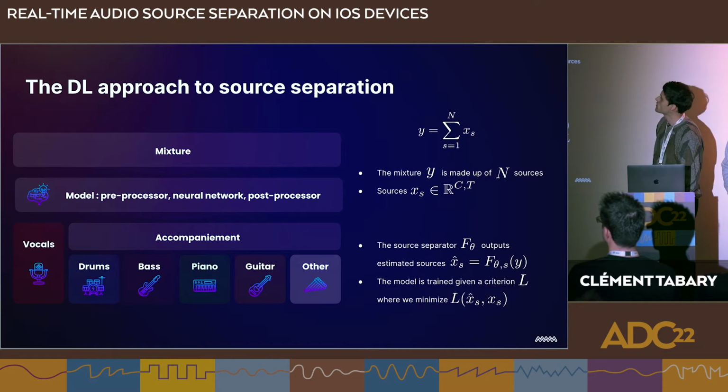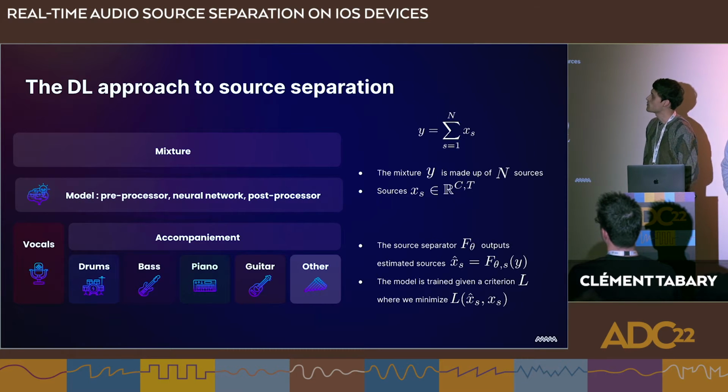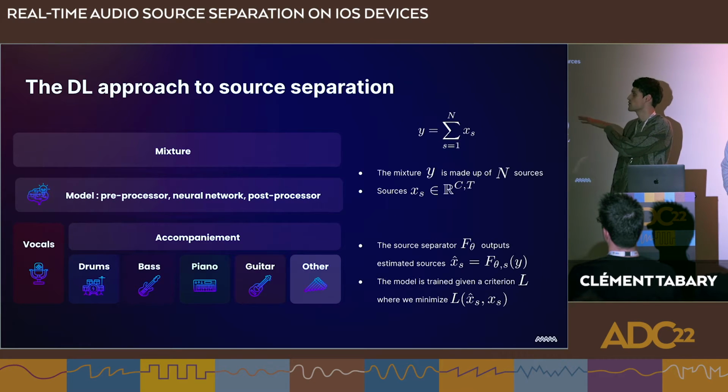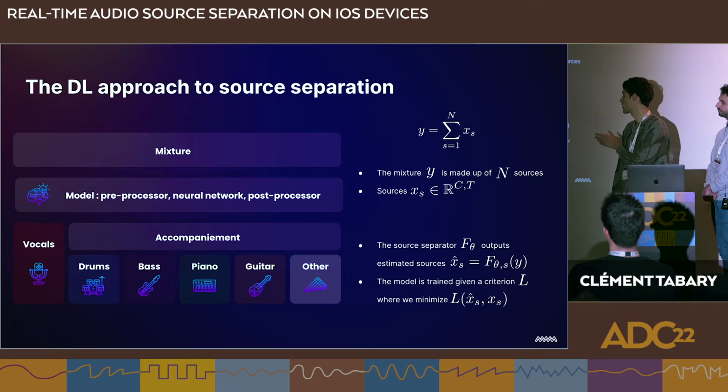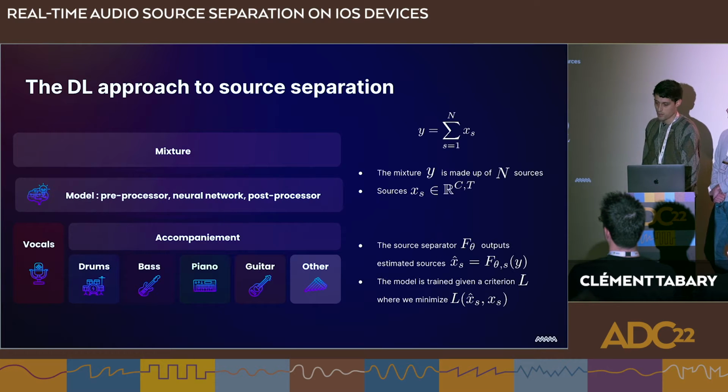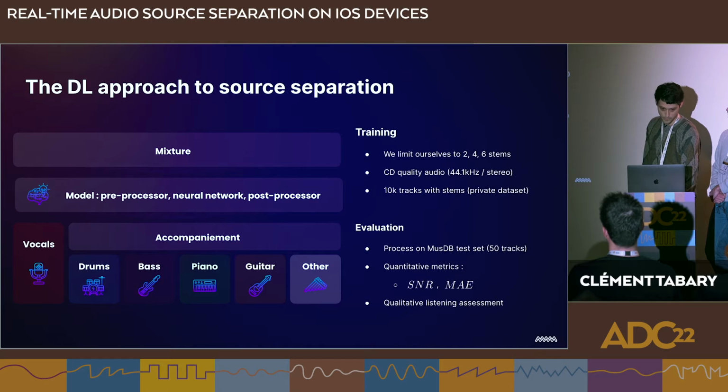So on the particular setup of source separation, here we assume that the mixture is a sum of its stems. So basically, it's generally decomposed into 4 or 6 stems. Here we have vocals, drums, bass, piano, guitar, and the rest, we call it other. So the network will be input the mixture, either raw waveform or pre-processed, and then the same is applied at the end of the neural network with the post-processor to give the raw waveform back for the stem.